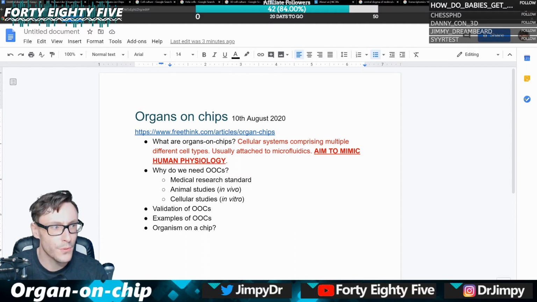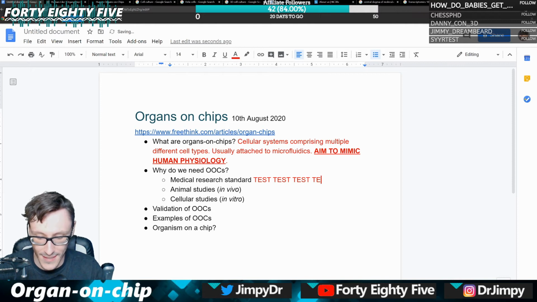And in order to do all the pre-work before it goes into a person, you have to have a lot of data on that molecule, and that data comes from cellular and animal models. And so medical research standard, I mean, you can literally just boil down this to test, test, test, test, test again.